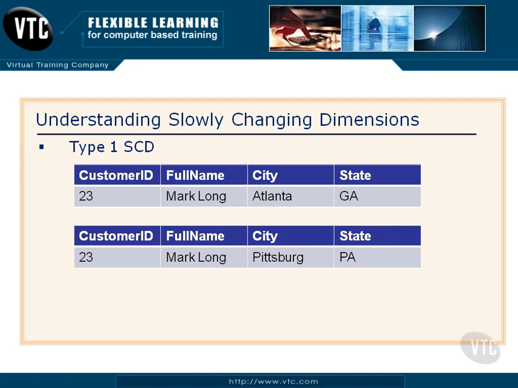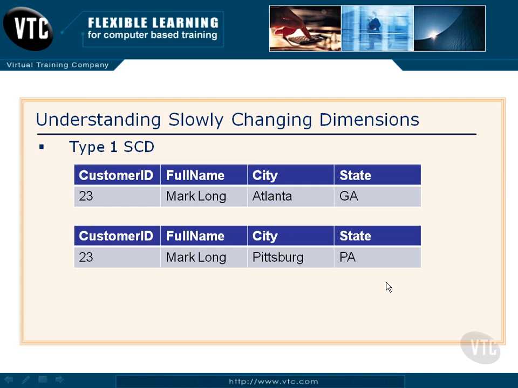So what happens is I change my address, and the OLTP data just gets pulled in here on the next data load, and we overwrite the city. And notice this dimension now records me as customer ID 23. I'm Mark Long. My city is Pittsburgh, and the state's Pennsylvania.